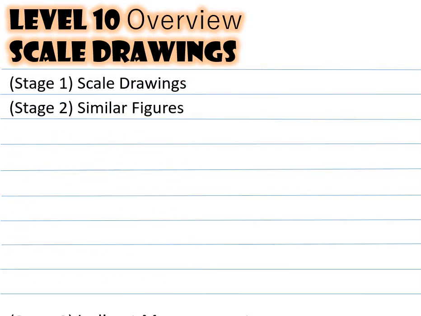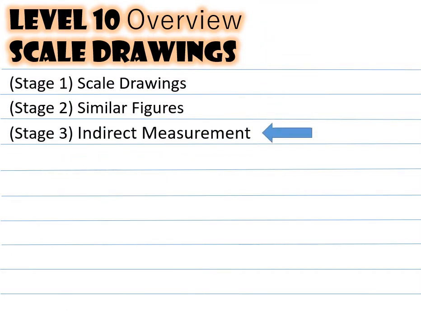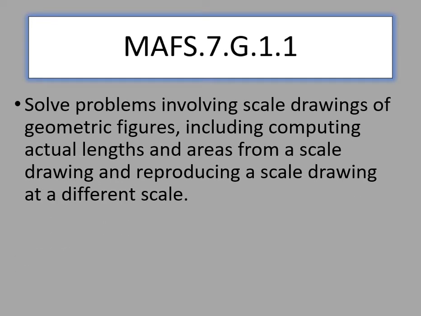Taking a look at our overview, we are now on Stage 3 called Indirect Measurement. Taking a look at our state standard, we're going to solve problems involving scale drawings of geometric figures, including computing actual lengths and areas from a scale drawing and reproducing a scale drawing at a different scale.